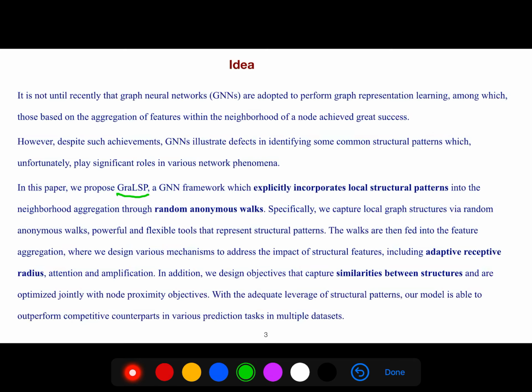We design objectives that capture similarities between structures and are optimized jointly with node proximity objectives. With the adequate leverage of structural patterns, our model is able to outperform competitive counterparts.